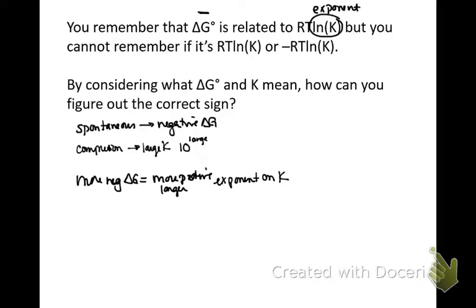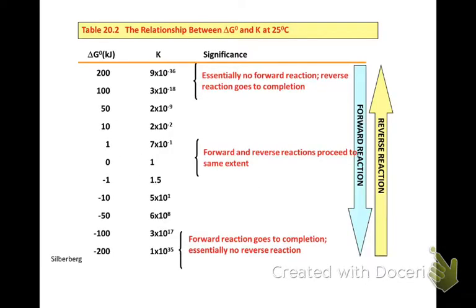Okay, so that means that we need that negative sign because those are moving in the opposite direction. So we see that for any value of delta G, we could calculate K. And so as delta G gets more negative, the exponent on K gets bigger. As delta G gets more positive, the exponent on K gets smaller.